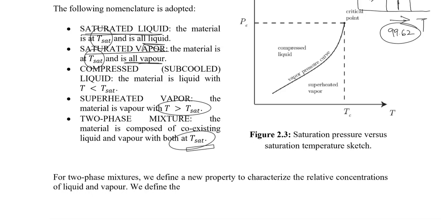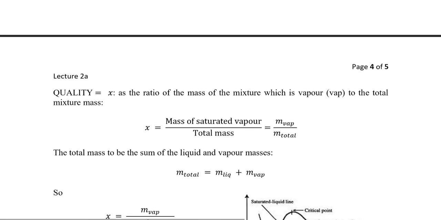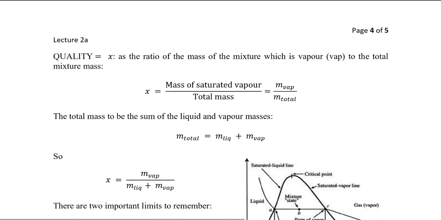Let me recap. When the temperature is the saturation temperature and the phase is all liquid, we will call it a saturated liquid. When the temperature is the saturation temperature but it is all vapor, we will be calling it a saturated vapor. We will be calling it compressed or subcooled when the temperature is less than saturation. We will be calling it a superheated vapor when the temperature is greater than saturation. And obviously, we will be calling it a two-phase mixture if the liquid and vapor are coexisting and the temperature is the saturation temperature. Now, moving towards another concept.